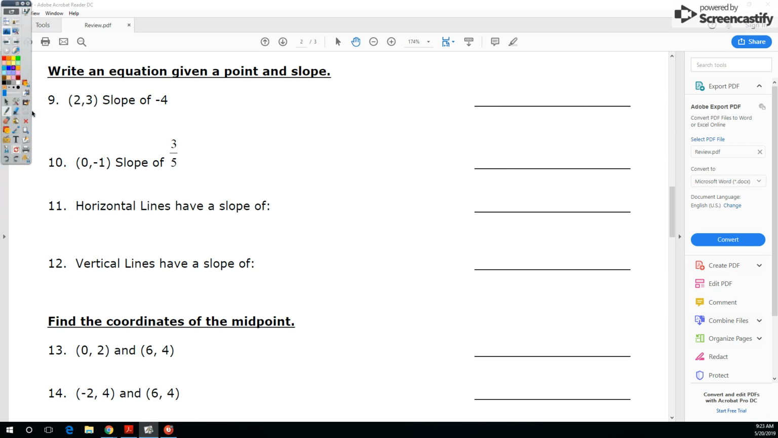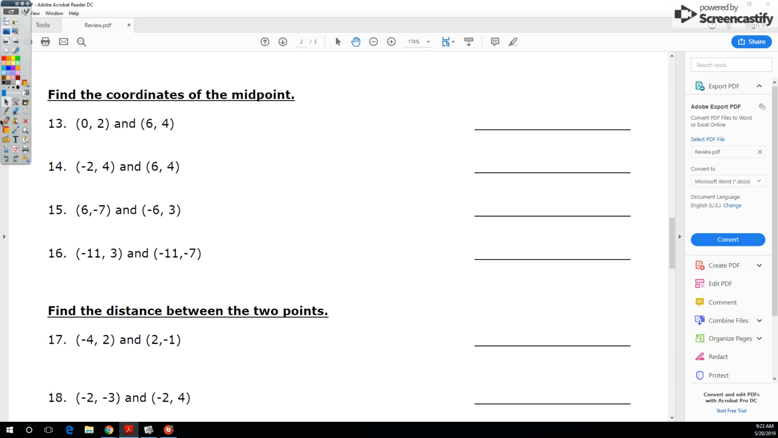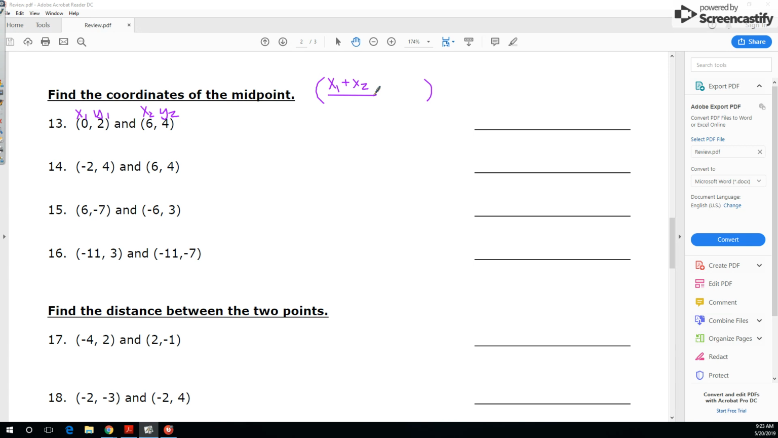Okay, midpoint. I'm going to still label x1, y1, x2, y2, but I'm going to use a different formula where I'm adding the x's together and dividing by 2 and adding the y's together and dividing by 2, and my answer is actually going to be an ordered pair.